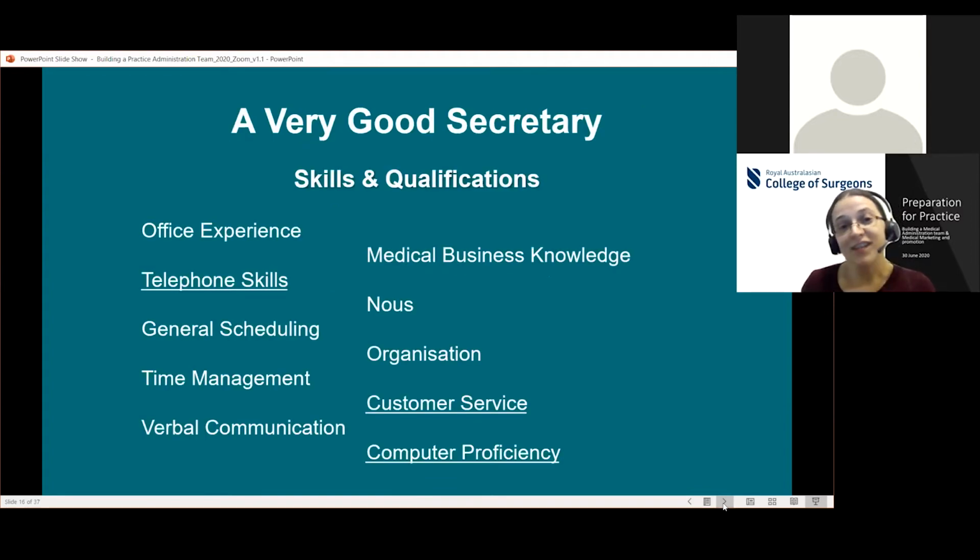And a good secretary can, unfortunately, be hard to find, but these are some of the skills and qualifications that you should be thinking about when you're looking for that person. Customer service and patient empathy is really important. Someone who's proficient with computers, someone who's comfortable on the telephone. You want someone with good time management, someone who's worked in an office and administrative environment before. Ideally, medical business knowledge, although you don't have to have someone with medical business knowledge.